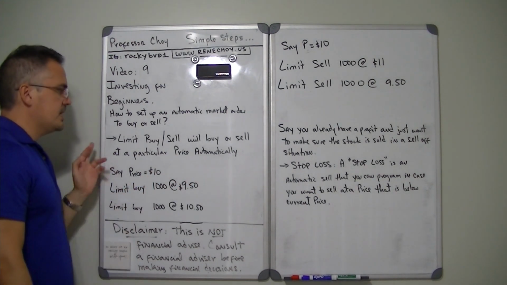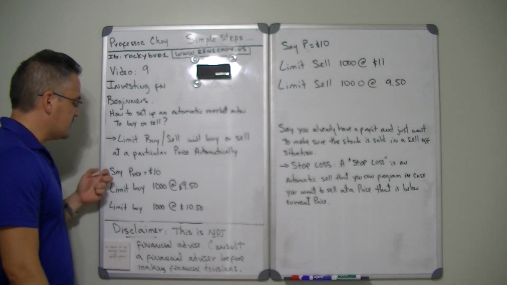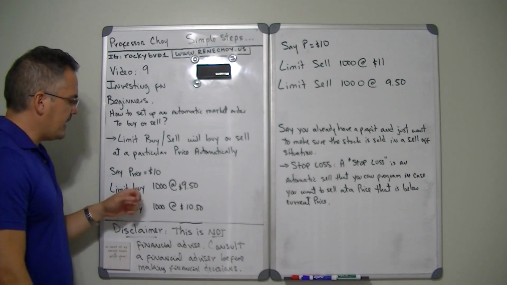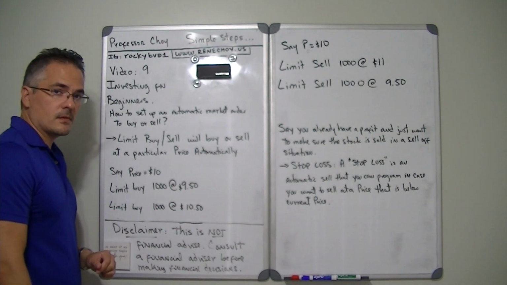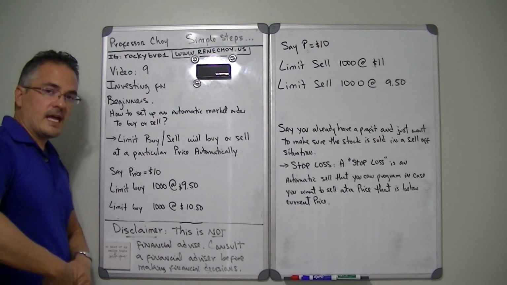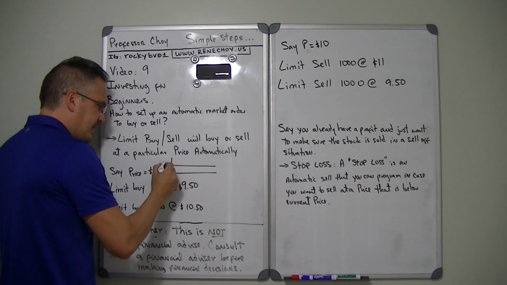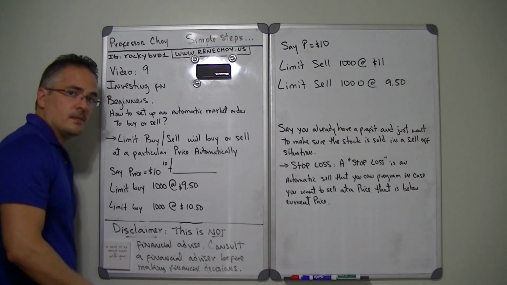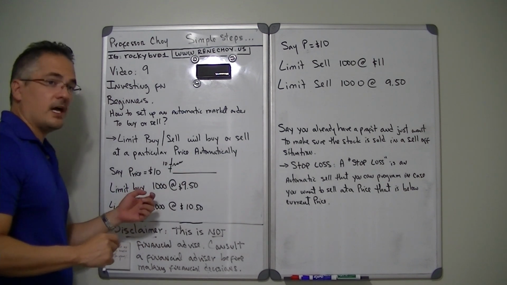Now, to understand how it executes, let's do an example. Let's say the price of the stock right now is $10, and we put either a limit buy of 1,000 at 9.50, or a limit buy of 1,000 at 10.50. If I put a limit buy of 1,000 at 9.50, and the price keeps going up, then my order to buy will not execute.